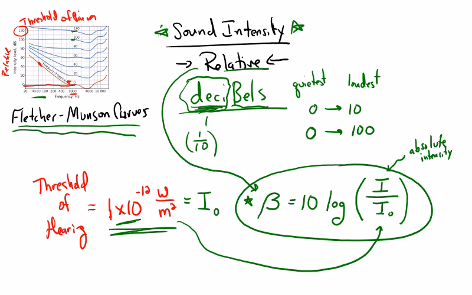So we have this absolute intensity scale and this relative intensity scale, and this one's relative because it's based off of the human ear.